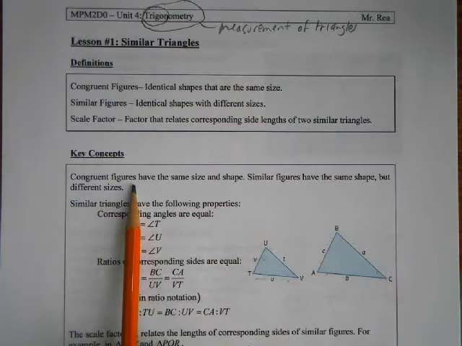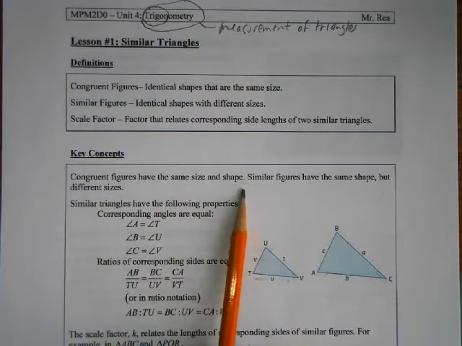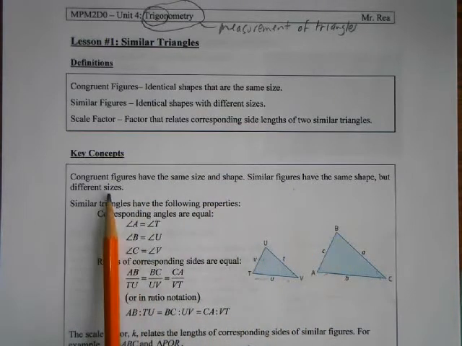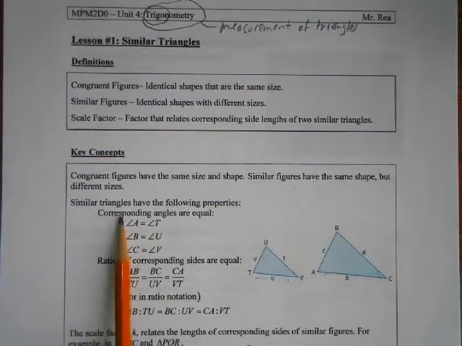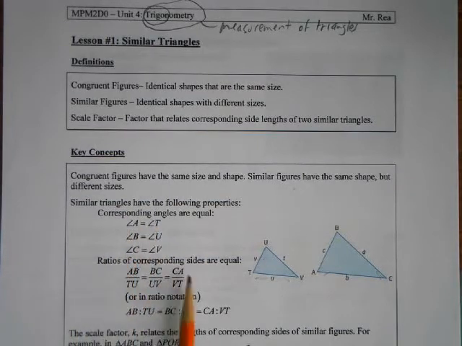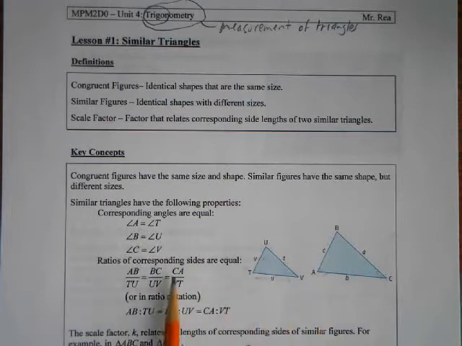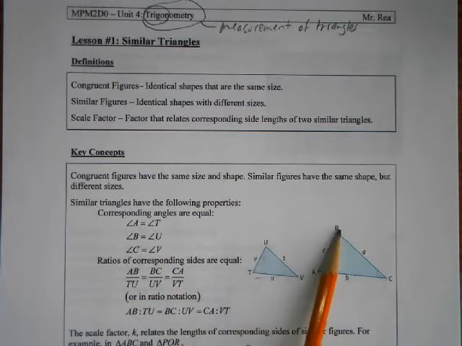Okay, so here's the formal definition. Congruent figures have the same size and shape. Similar figures, which includes triangles, have the same shape but different sizes. So similar triangles have the following properties. We just talked about that. In this case, that's a symbol for angle, by the way. Angle A is equal to angle T. Angle B is equal to angle U. Angle C is equal to angle V.